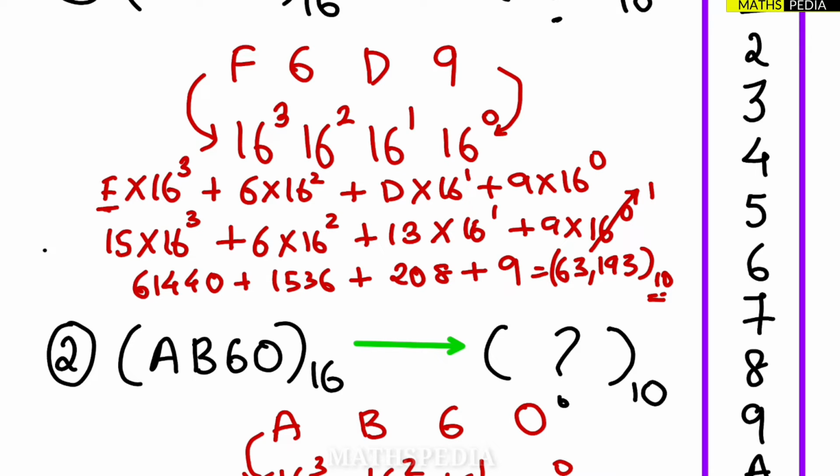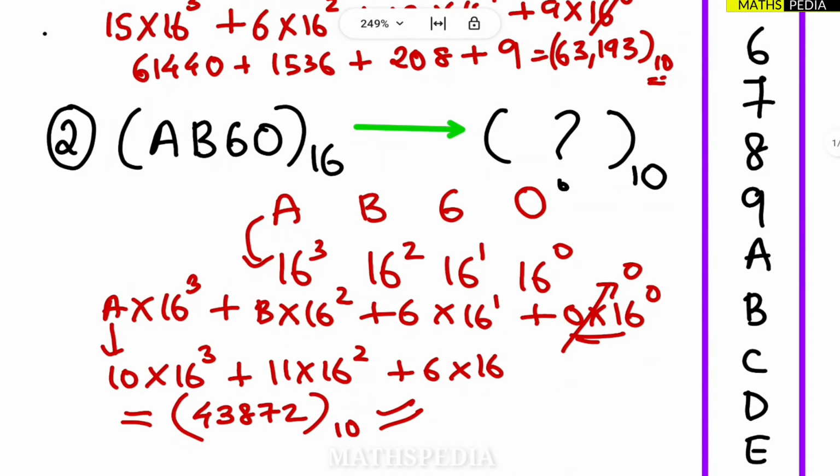Okay. 6 is there, 3 is there, 1, 9, 3. All are decimal numbers. That is, decimal numbers in the sense 0 to 9. Total 10 numbers will be there. Second example also I have taken here, AB60. Here also decimal point is not there.